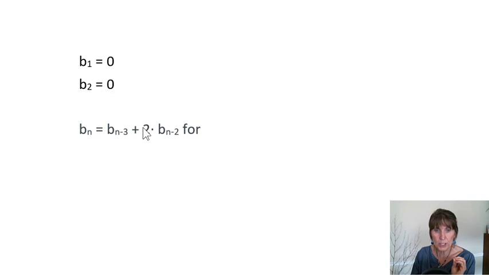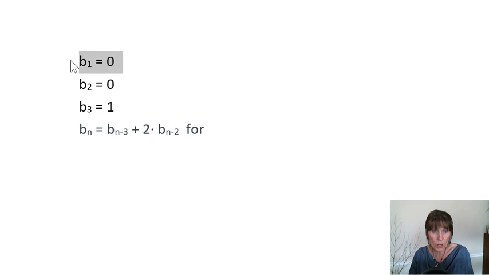All right, let's look at this one. We need one more term, right? Because we need 3 and we only have 2. So let's do the next one. B of 3 equals 1. Okay, so there's our 3 values. Now we can write this. And so this is the rule for B1. This is the rule for B2. This is the rule for B of 3.